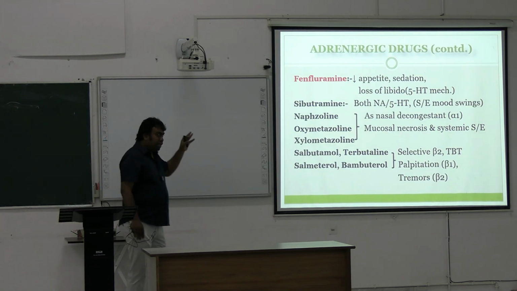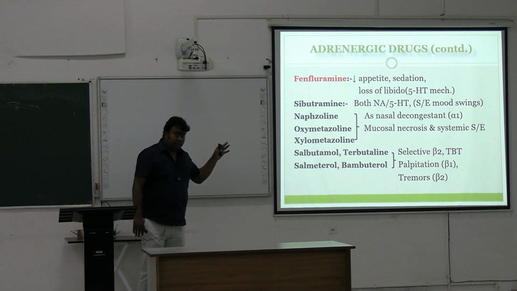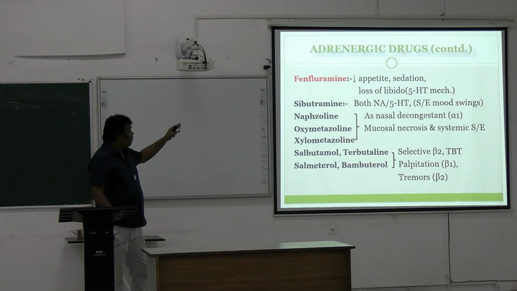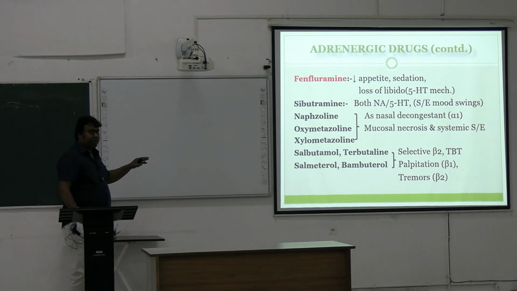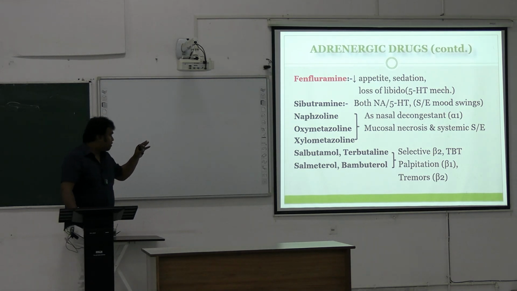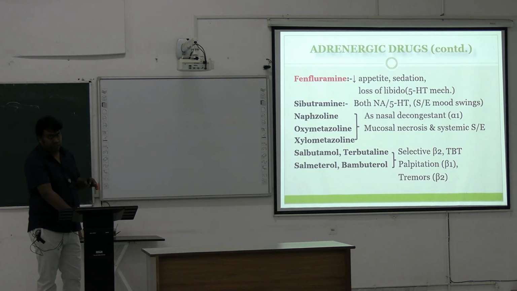Fenfluramine, they reduce the appetite, sedation, loss of libido. This fenfluramine is primarily used for obesity, but it is also banned nowadays without a prescription. It is not used. Sibutramine is used for the similar effect, reduce appetite, so in obesity.